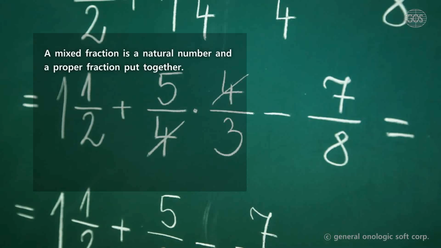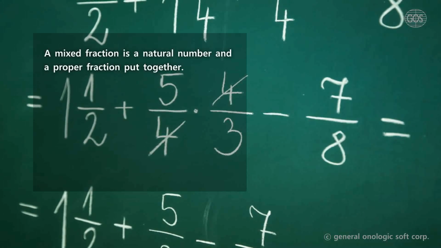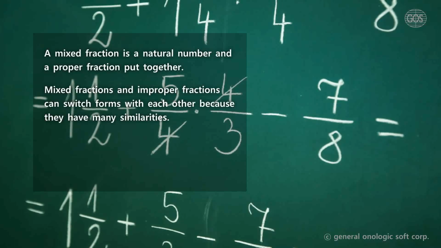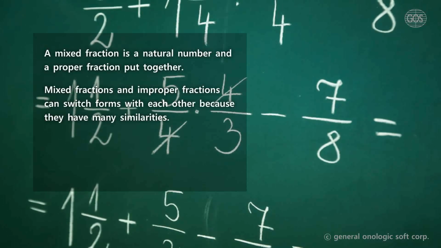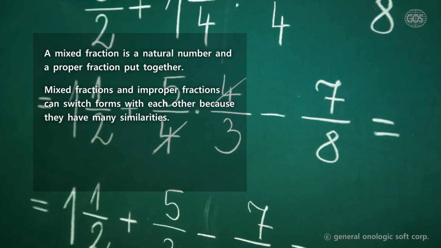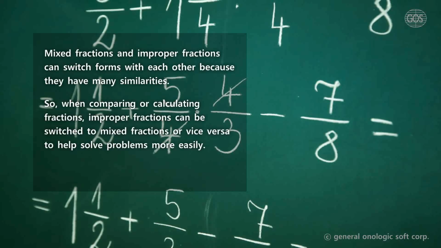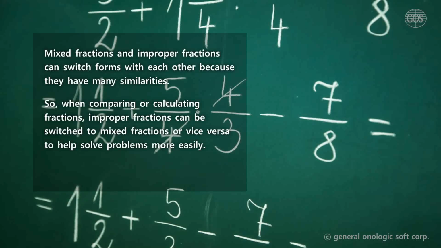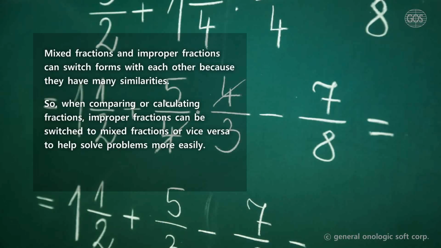A mixed fraction is a natural number and a proper fraction put together. Mixed fractions and improper fractions can switch forms with each other because they have many similarities. So, when comparing or calculating fractions, improper fractions can be switched to mixed fractions or vice versa to help solve problems more easily.